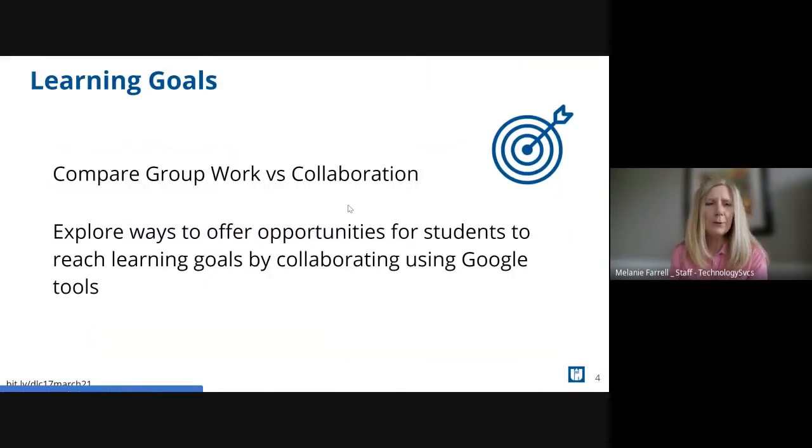So our learning goals today, we have two learning goals that we're going to focus on. The first one is comparing group work versus collaboration. And the second one is exploring ways to offer opportunities for students to reach learning goals by collaborating using Google tools.